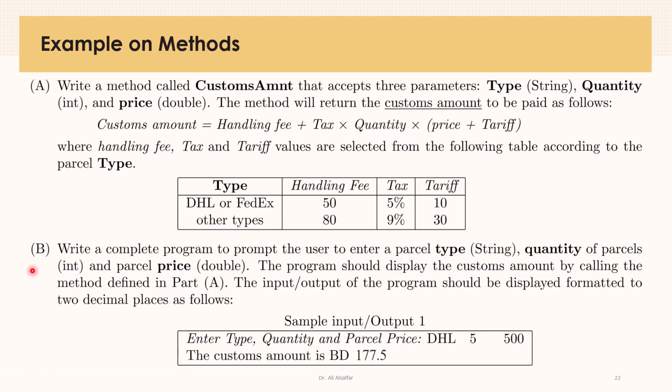In part B, we need to write the program in main that prompts the user to enter the type of parcel, the quantity, and the price of the parcel, and the program accordingly will compute the customs amount by calling the method we have defined in A. This is a sample of input-output. We will display a message, enter type, quantity, and parcel price, and we take the input from the user, and accordingly we display on the output screen the amount of customs for this delivery.